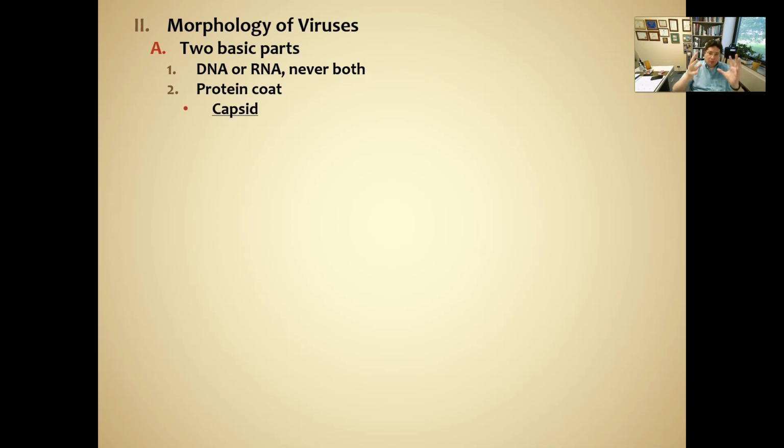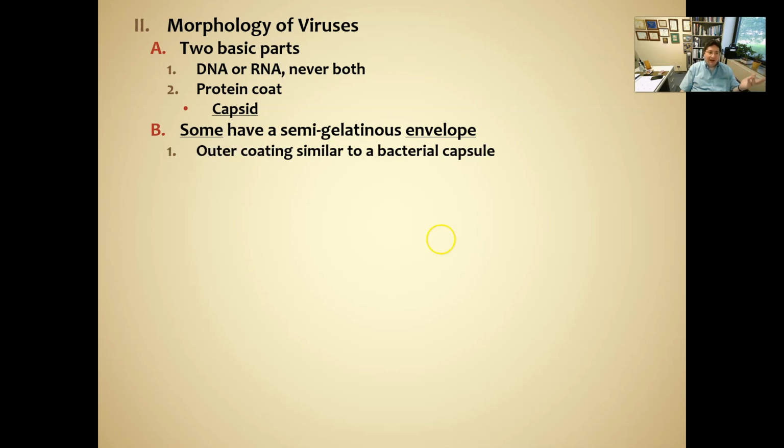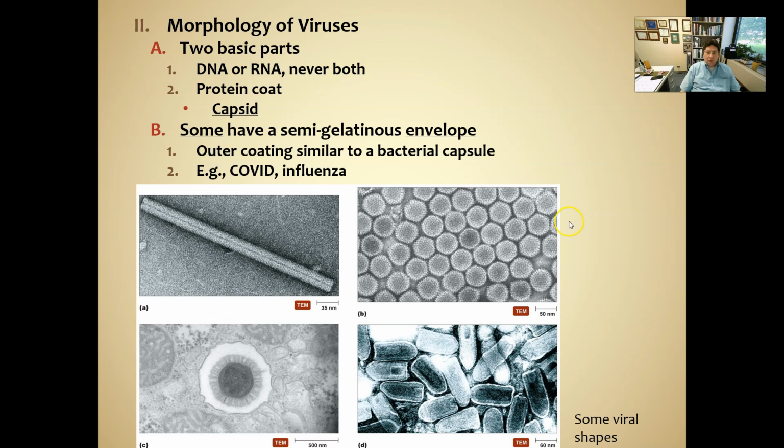So a protein coat called a capsid contains DNA or RNA. That's it. That's a virus. Now, some viruses have a third part called an envelope. The envelope is kind of an oily, semi-gelatinous layer on the outside of the capsid, similar to a bacterial cell's capsule. Now, not all viruses have that. Some, like COVID and the flu virus, do.